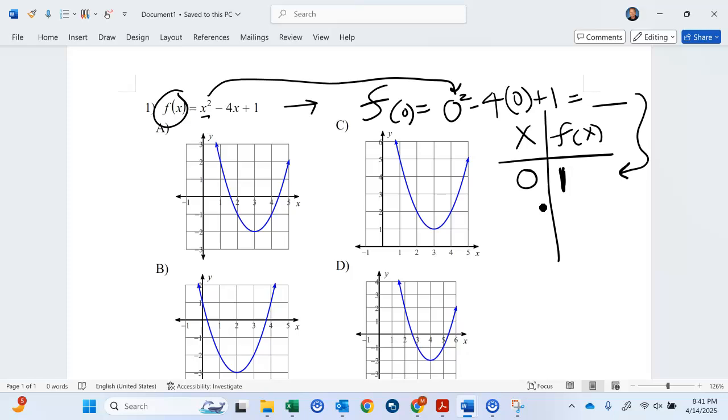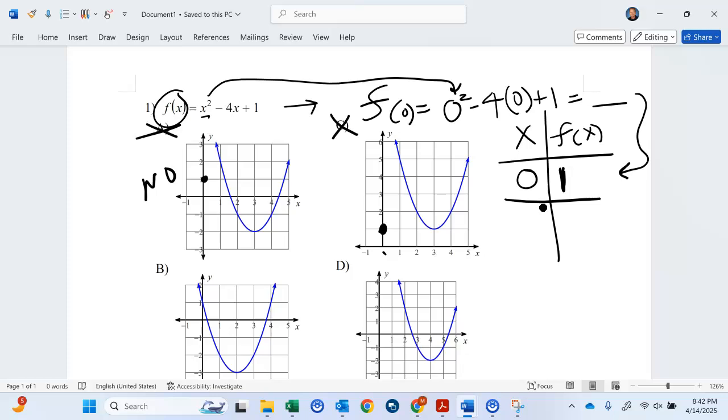Let's go to the first one, A. It should be when x is 0, f of x is 1. When this is 0, f of x should be 1. Is it on the graph? No, so that does not work. That's gone. C, when it's 0, this should be 1. Is it that one? No.